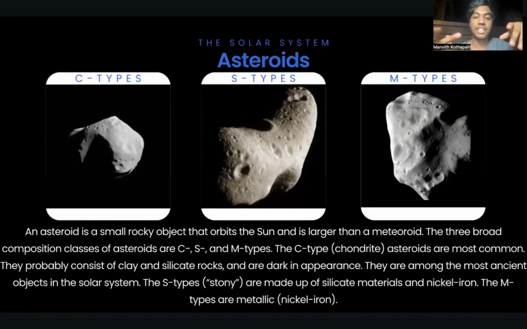Now let's talk about asteroids. An asteroid is a small rocky object that orbits the sun and is larger than a meteorite. There are three broad composition classes of asteroid, and they are C, S, and M types. The C-type chondrite asteroids are the most common. They probably consist of clay and silicate rocks, and they appear dark in appearance. They are among the most ancient objects in the solar system. The S-type or stony asteroids are made up of silicate materials and nickel and iron. The M-type asteroids are metallic, and they're made up of nickel and iron.